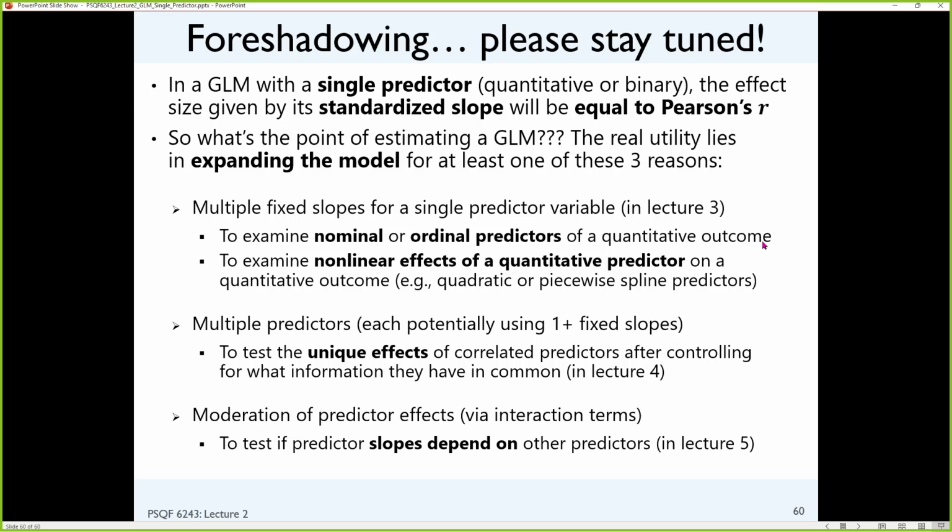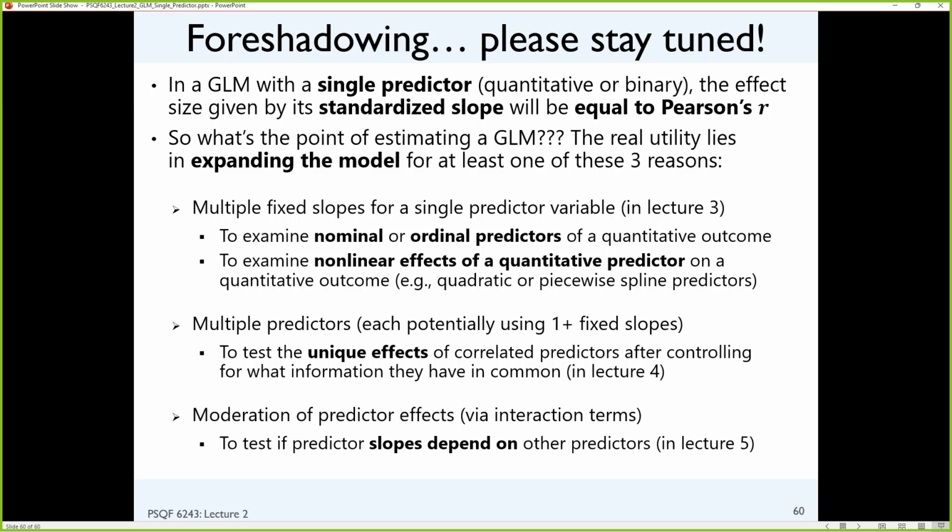Foreshadowing. So in a GLM with a single predictor, this unit used a quantitative example and a binary one. The effect size is given by Pearson correlation. And if you're feeling ripped off, I don't blame you. 58 slides later, I reintroduced Pearson correlation by a whole other naming system.